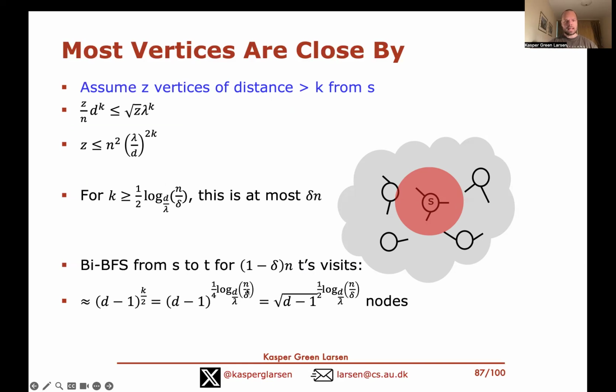And I guess before, we saw with the Ramanujan graphs, it was convenient to have a square root of d minus 1 down here. So I could also just move a square root down, and then it's just a half log base d over lambda of n over delta. So this is now some bound on the number of vertices and nodes that we visit.